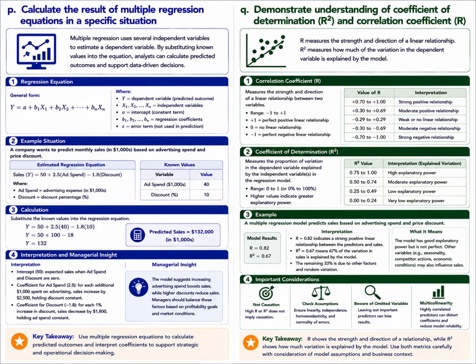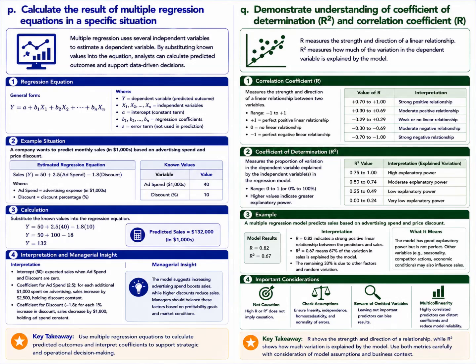Q. Demonstrate understanding of coefficient of determination, R², and correlation coefficient, R. The correlation coefficient, R, measures the strength and direction of a linear relationship between two variables. Values range from -1 to +1, indicating negative, positive, or no linear association.